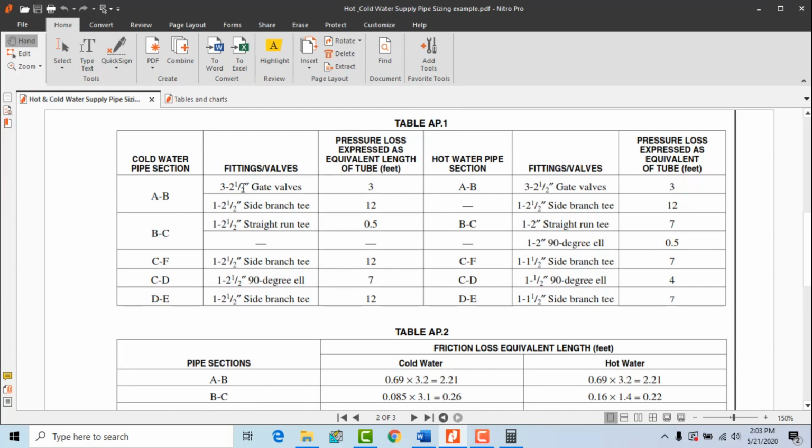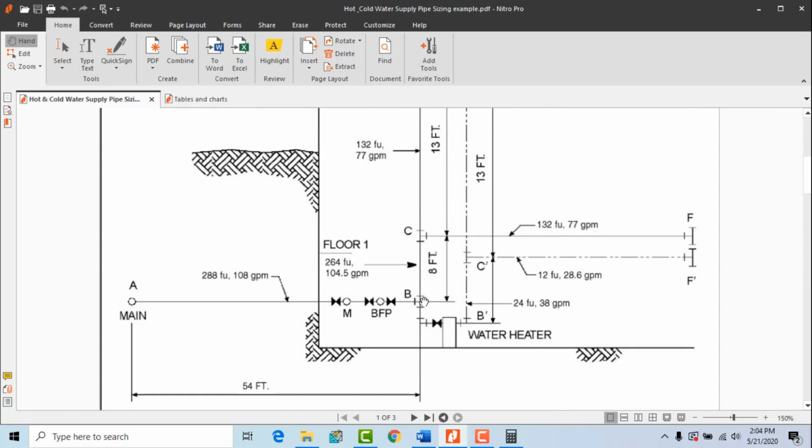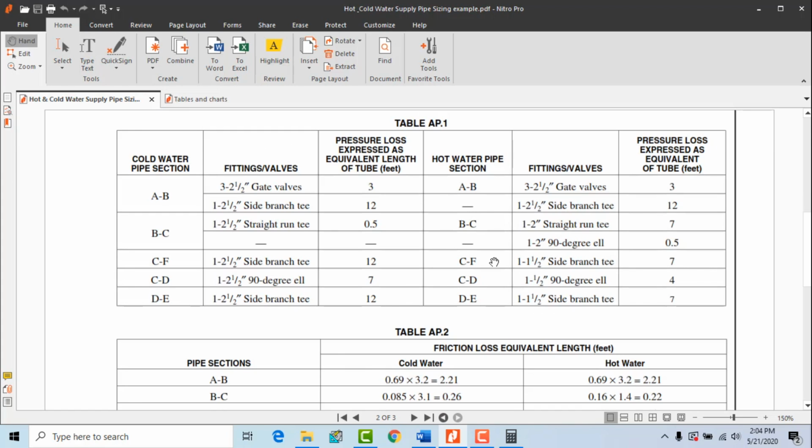Since we have 3 gate valves, 1 for each, we have 3 feet. One 2.5 inch side branch T is 12 feet, which we already calculated. Now from section B to C, we have only one straight run T, 2.5 inches.